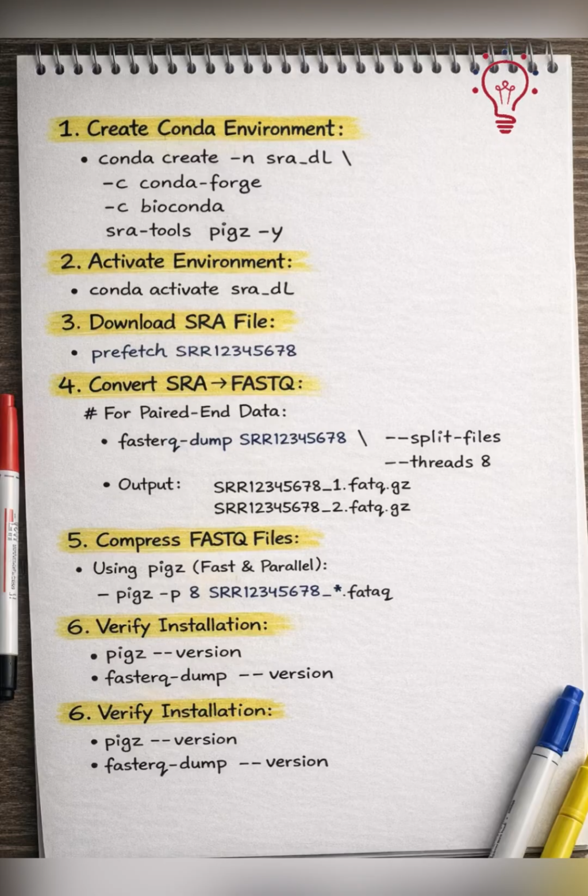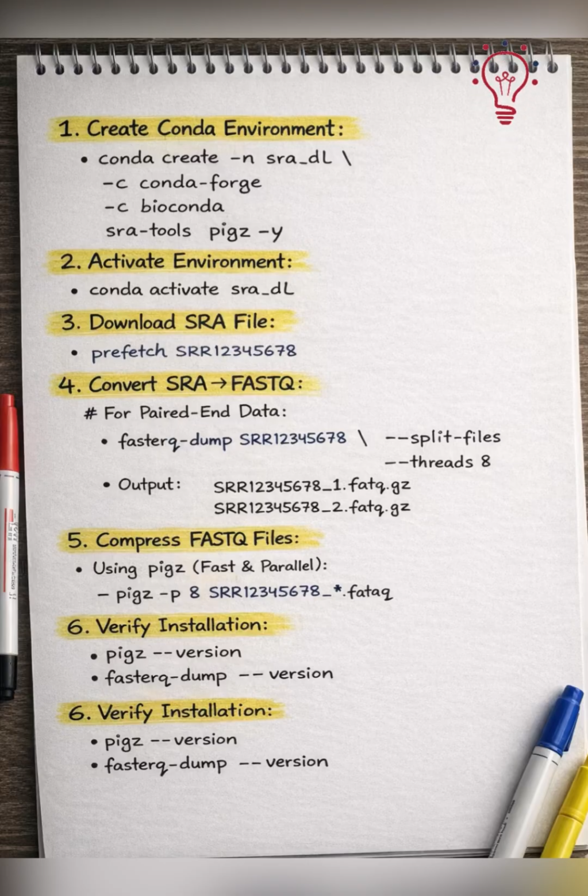If your data is paired end, use fastq-dump SRR --split-files --threads 8. Split files creates two files, _1.fastq and _2.fastq. Threads 8 uses 8 CPU threads for faster conversion. So the output will look like SRR_1.fastq, SRR_2.fastq. If your data is single end, then you can run fastq-dump without split files, and it will produce one fastq.